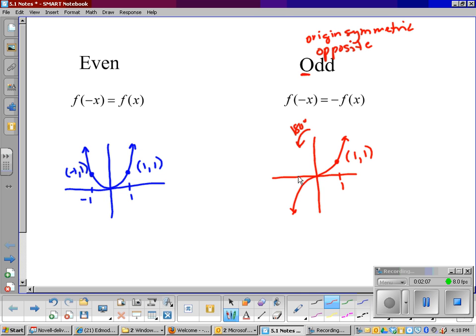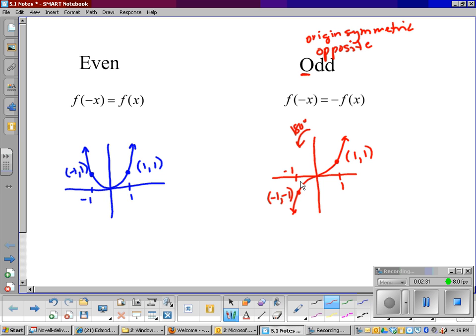If I put a negative 1 as my input, then I get a y value down here that's exactly the opposite of that y value that I got at positive 1. So this ordered pair is negative 1, negative 1. So when I put the opposite input, I get exactly the opposite output, and that's what this algebraic statement means. That's what causes the symmetry around the origin.